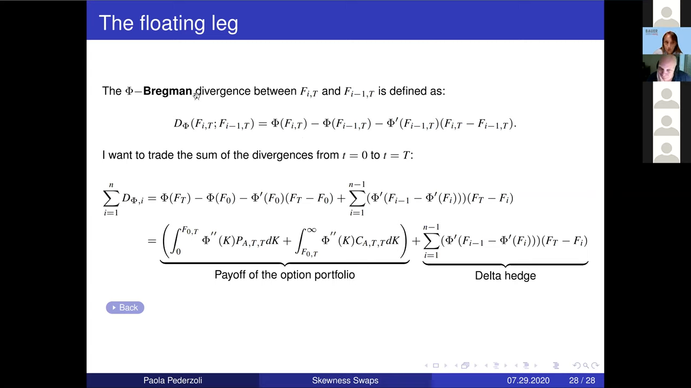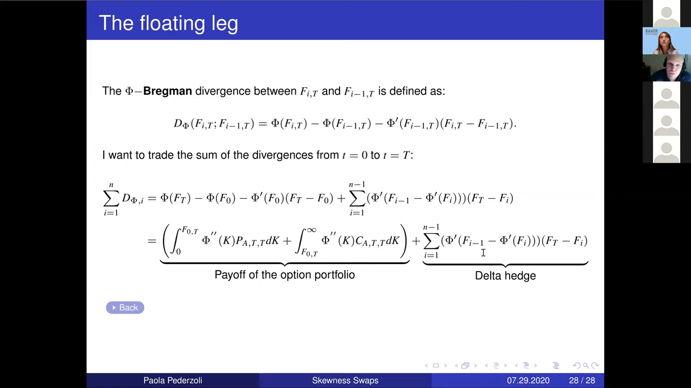So what they do with their swap is that they can trade the Bregman divergence. Okay, so this is the realized divergence, which for me, with my phi, is the skewness. So then what you trade is the sum of the daily divergences, which is equal to this divergence over the full period, which is the payoff of the option portfolio plus this term. So the delta hedge. Okay, so this is where it comes from. It's true, it's not the usual delta hedge, but it's just the term because you are computing like in the underlying.